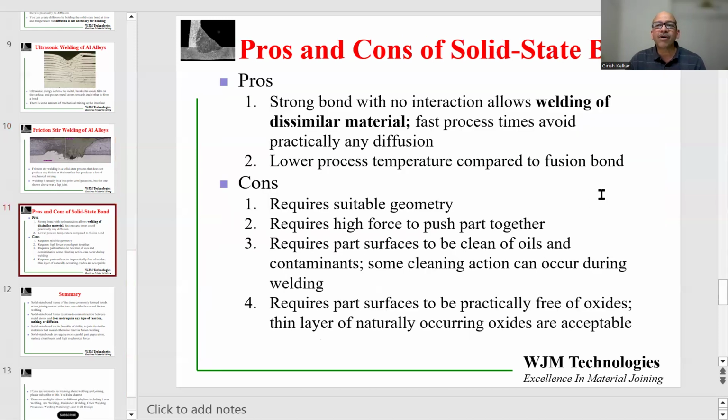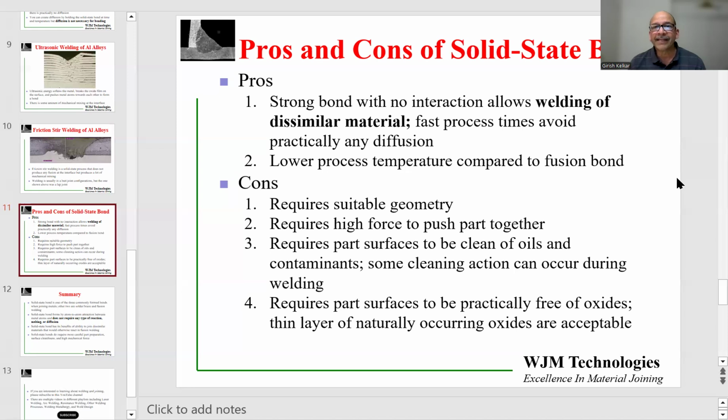So what are the pros and cons of a solid state weld or a solid state bond? The most important one is a strong bond with no interaction, which allows welding of dissimilar materials. There are a lot of applications where you want two metals to join together without having an interaction, because any interaction will produce, say, a brittle interlayer or brittle interface, which can weaken the bond. That is true with pretty much any dissimilar material welding. For example, copper to aluminum or iron to titanium, anything you do oftentimes will produce some amount of intermetallic formation.